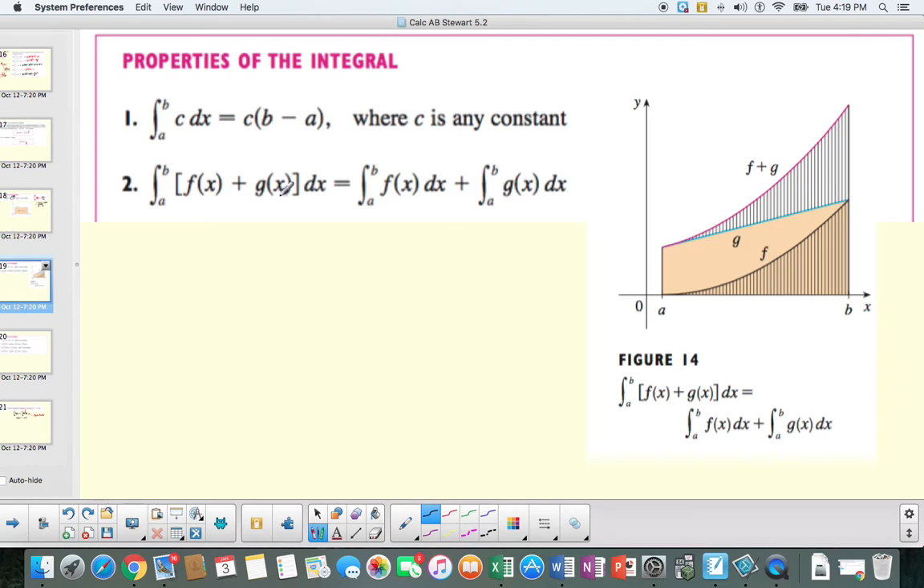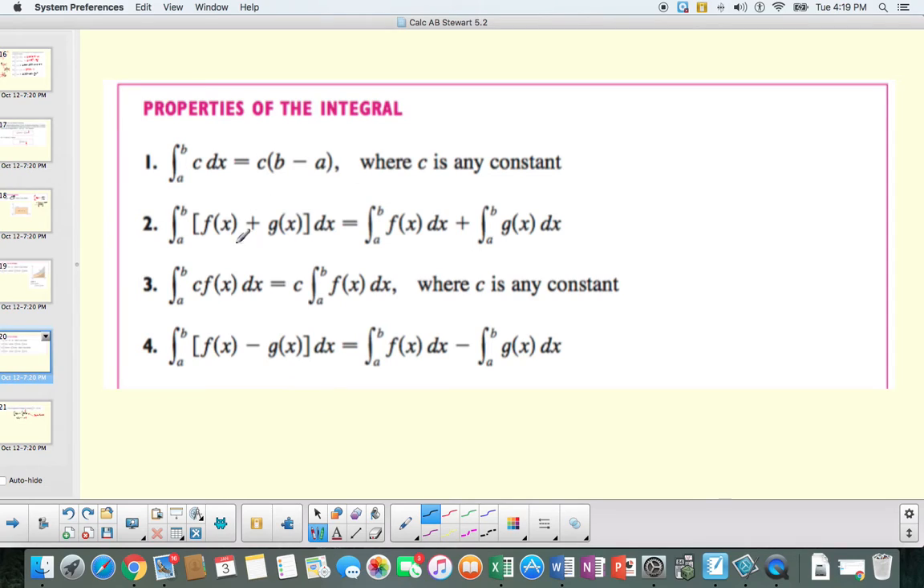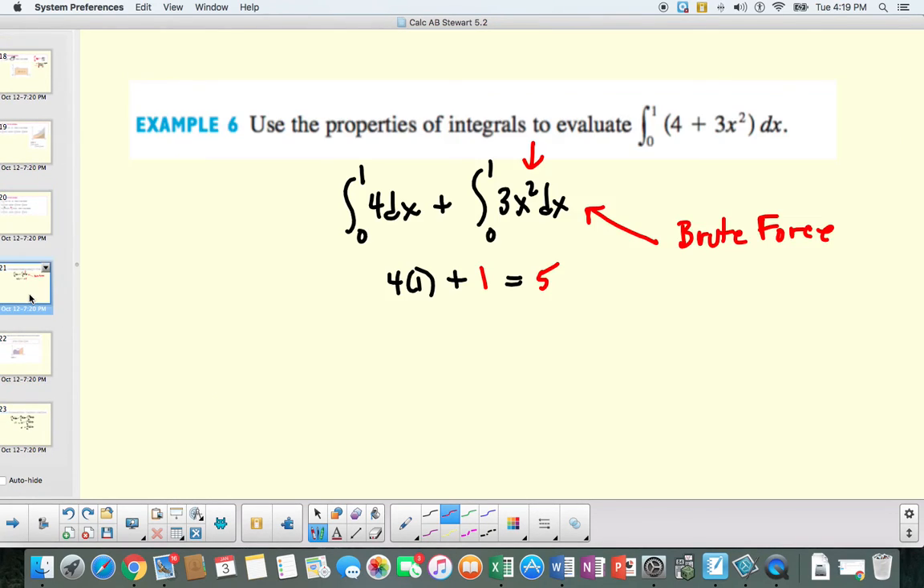The integral of the sum is the sum of the integrals, and this is not a surprise because this is a property of summations, and that's what integrals come from, is summations. Over here, if you have a constant in the integrand, then you can take it out, and this is also a property of summations, so that's why we can have it here as well. The integral of a difference is the difference of the integrals. Again, a property of summation, so it'll be a property of integrals.